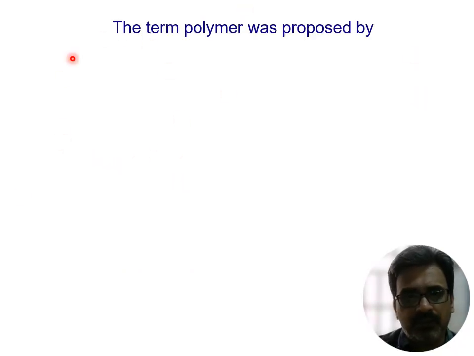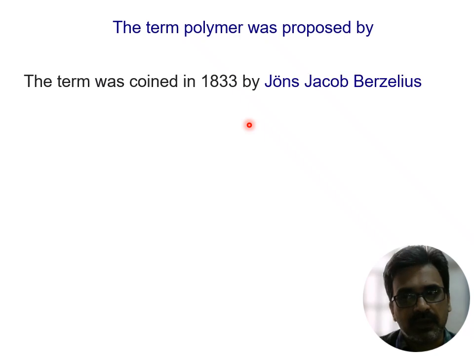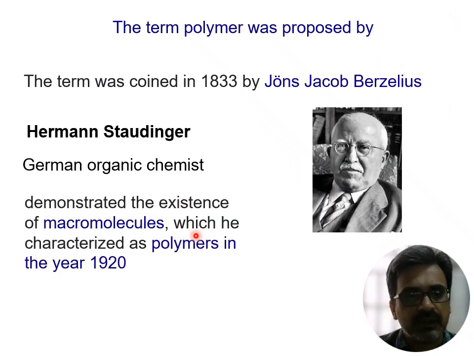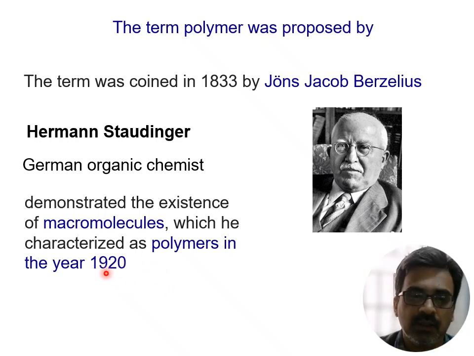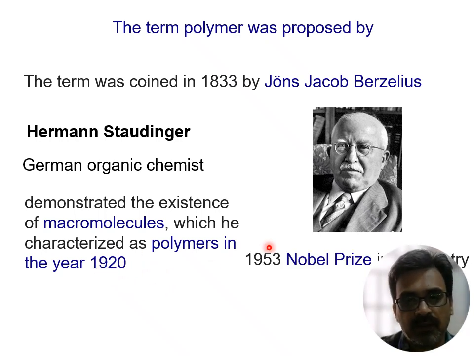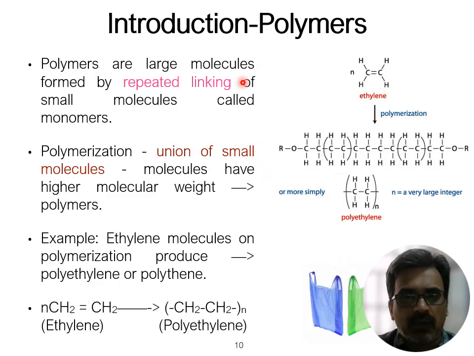Coming back to the polymers, the term was first proposed by Berzelius, a German organic chemist, who demonstrated the existence of macromolecules and characterized them as polymers in the year 1922. And he has been awarded the Nobel Prize in chemistry. So polymers are repeating units containing monomers, and the process of union of molecules is called polymerization.